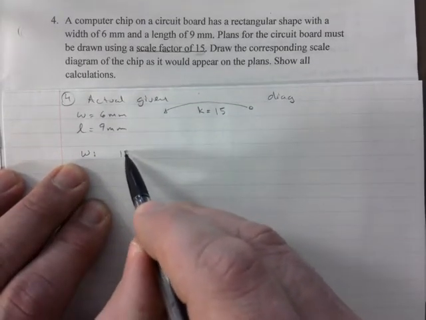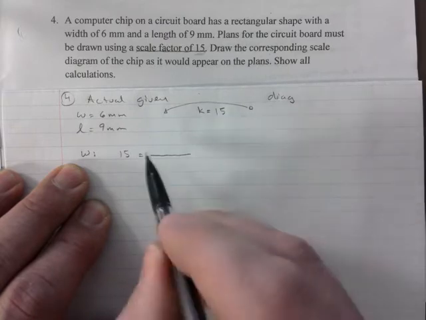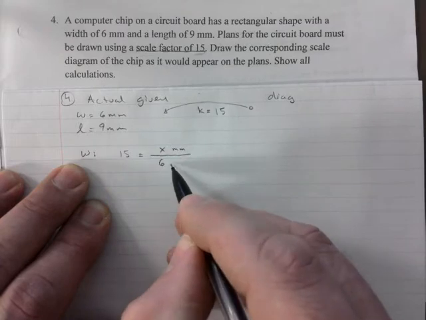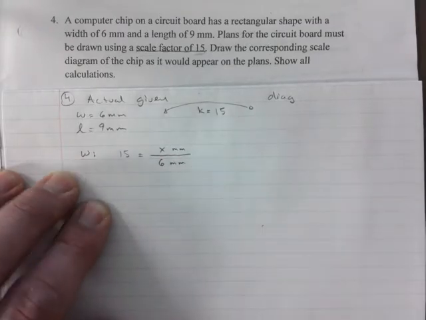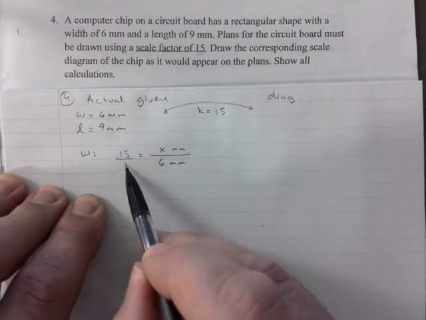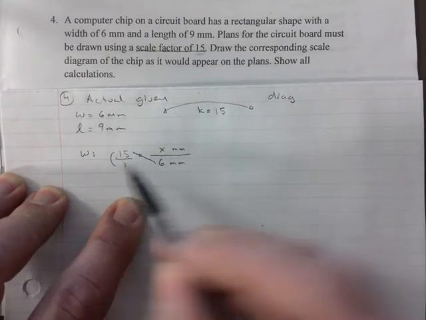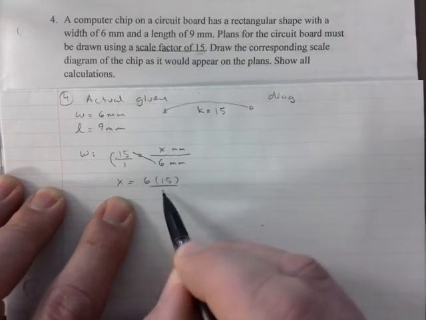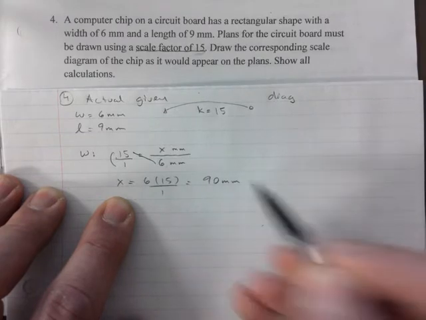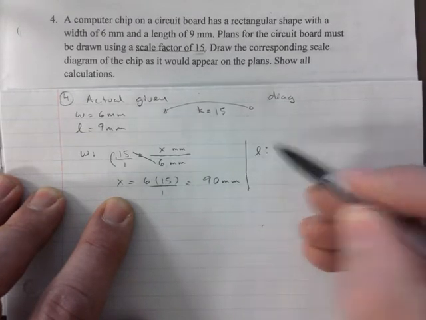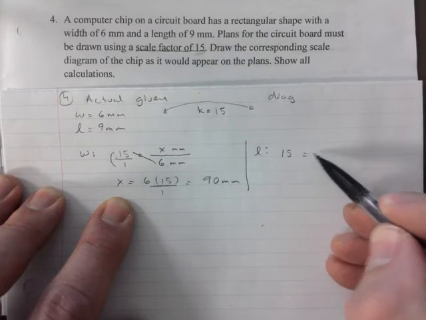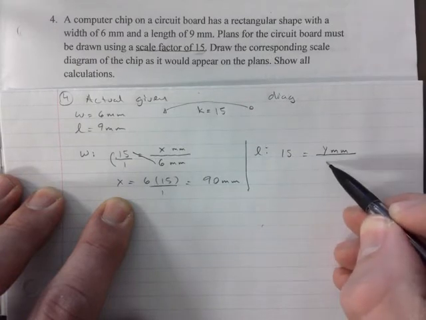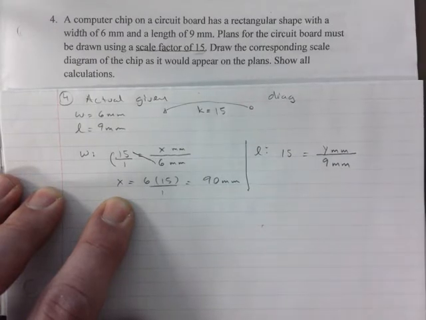So we know that 15 is diagram, which I don't know, and it's going to be in millimeters as well. I know that the actual computer chip measures 6, right? So I put the 1 here. So I have to cross multiply up, divide by 1. 6 times 15 divided by 1, that's 90. Right? And I'll do the length right next to it. 15, same scale factor. And I'm going to call that y. And that's 9 millimeters.